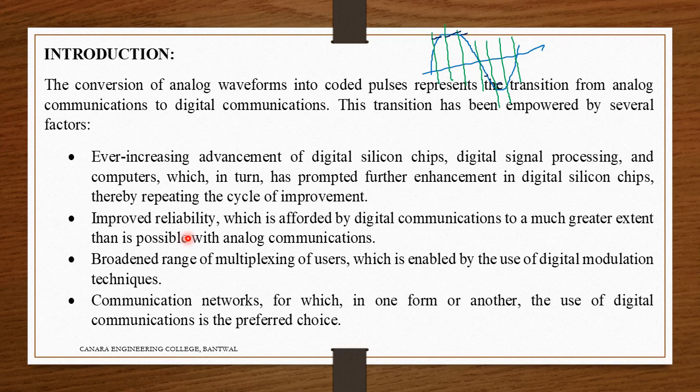Then there is the improved reliability afforded by digital communication, to a much greater extent than is possible with analog communication, as we all know. The reliability of digital communication shows in the transition from DTH to mobile phones to TVs, everything. Now a TV can be used to browse and watch everything. We call them smart TVs. We can rely on those things.